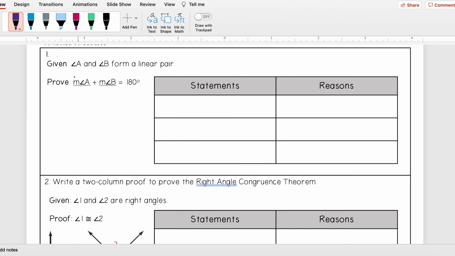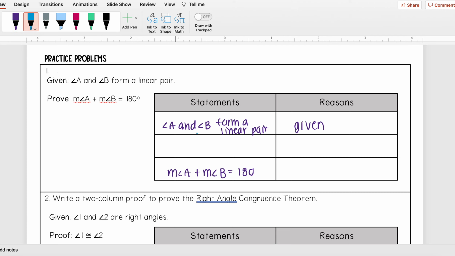Okay, let's look at a short proof. Given that angle A and angle B form a linear pair, prove the measure of angle A plus the measure of angle B is equal to 180. I'm going to first copy my given information. So I have angle A and angle B form a linear pair, and that is given. I'm also going to copy down what I'm trying to prove. I'm trying to get to the measure of angle A plus the measure of angle B is equal to 180.